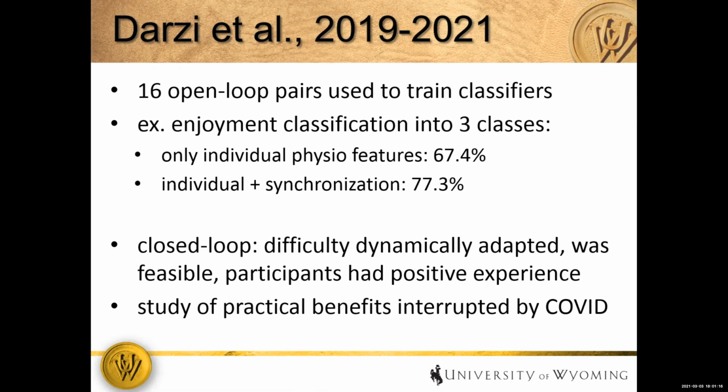And then in the closed loop part of the experiment, we just hooked up these classifiers to an if-then decision-making rule that changed the difficulty. And we found you can actually do this synchronization between participants in real time. They have a positive experience doing competitive gaming.